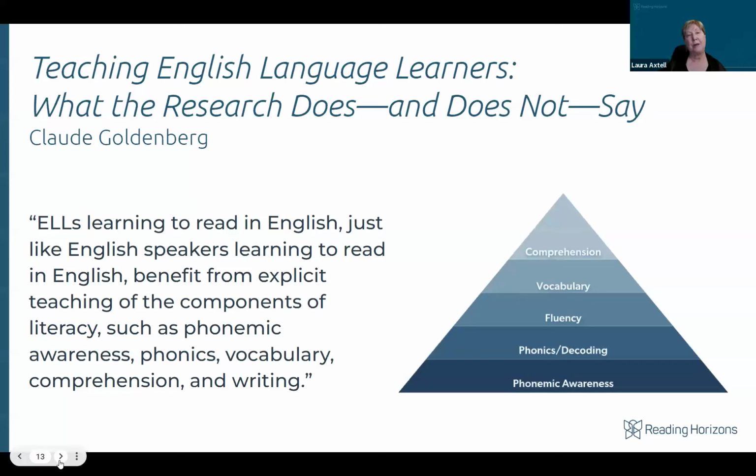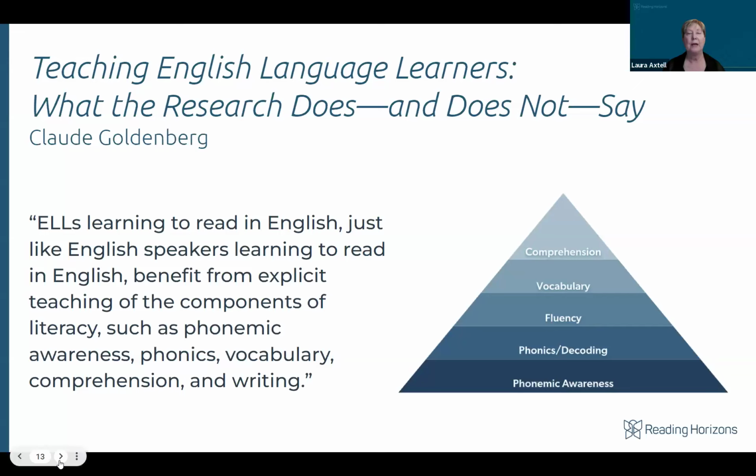So that pyramid from the National Reading Panel tells us the 5 components. We have to start with those speech sounds. You're going to hear this over and over again, that phonemic awareness, connected to print, which is phonics and decoding, building fluency and accuracy and automaticity. So fluency is not speed, it's accuracy and automaticity.